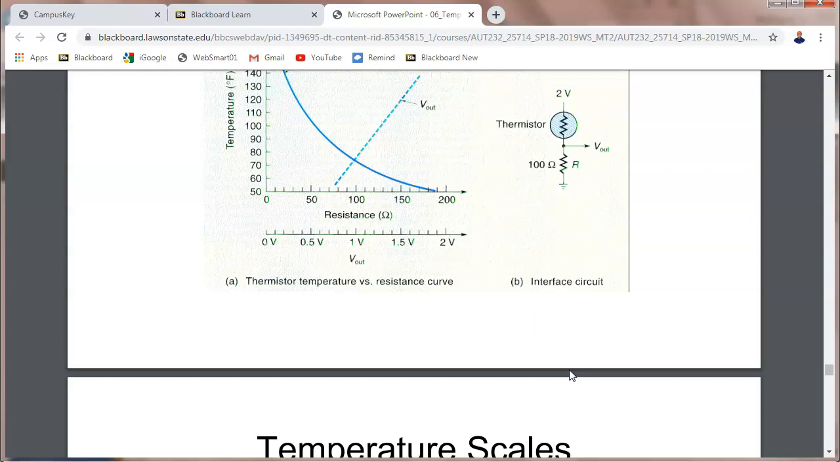Then we have what we call the Kelvin scale. What's the Kelvin scale based on? Zero is what we call absolute zero. That's been calculated. It's never been reached. Everything would be frozen. Everything.